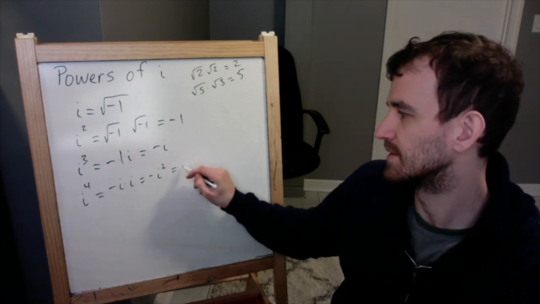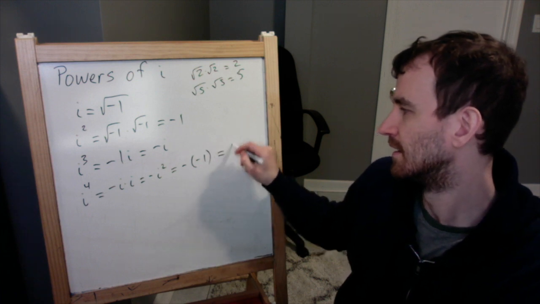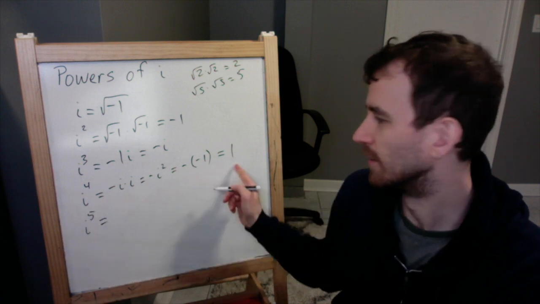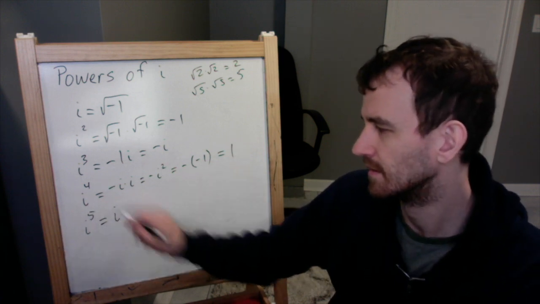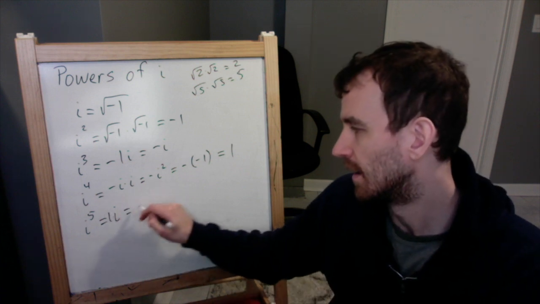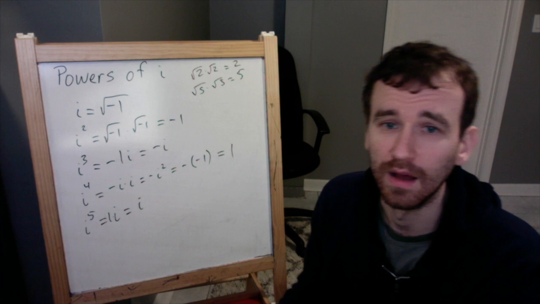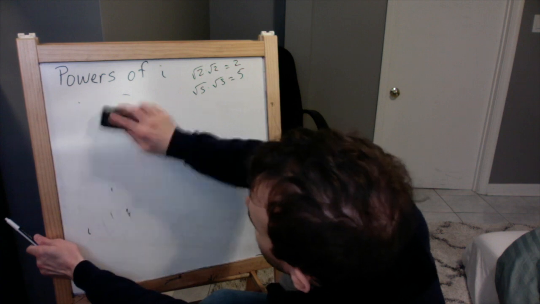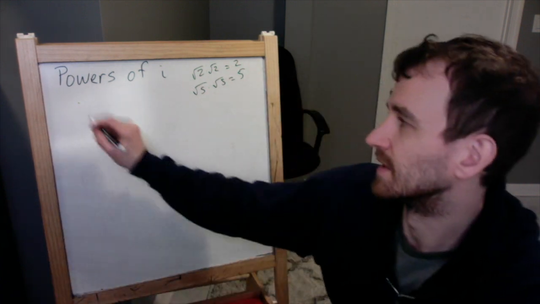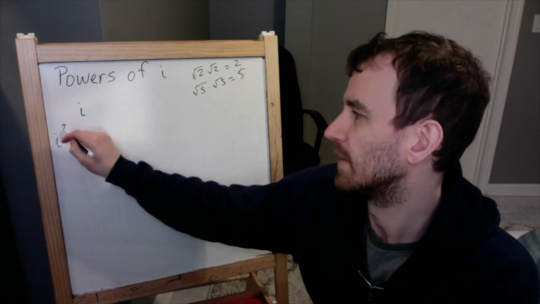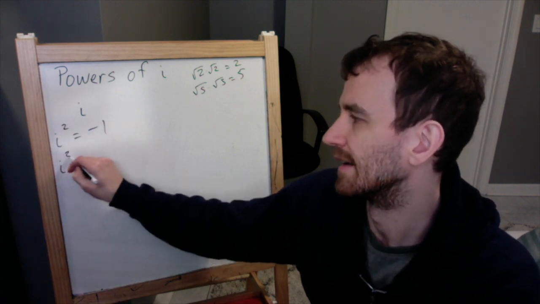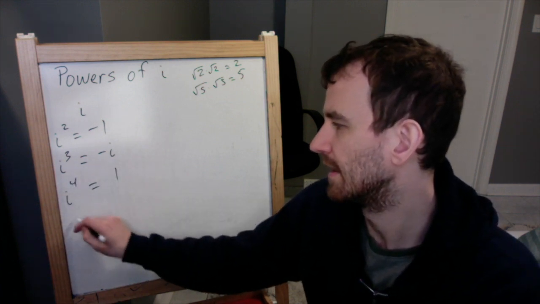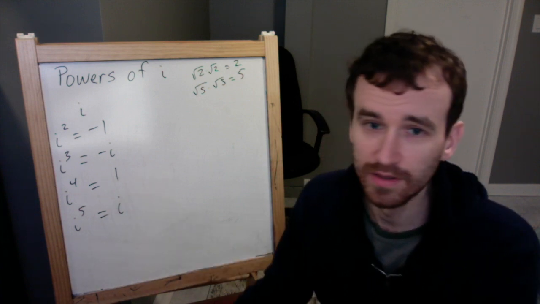I squared is negative 1, so that's negative 1, which is just 1. And if we multiply another power of i, we have 1 times i, which is just i. So you can see we've cycled around. If I write this out a little more cleanly, without all the stuff in between, obviously i is just i. Then i squared is negative 1. i cubed is negative i, i to the fourth is 1, and then the cycle repeats.